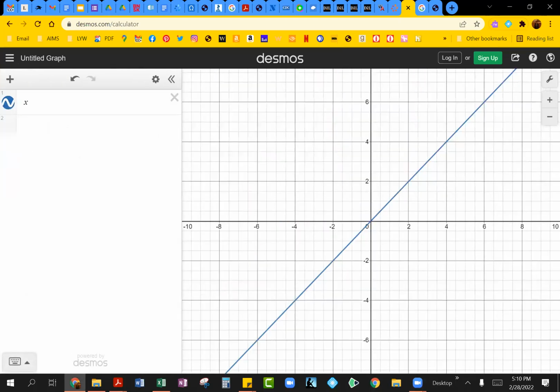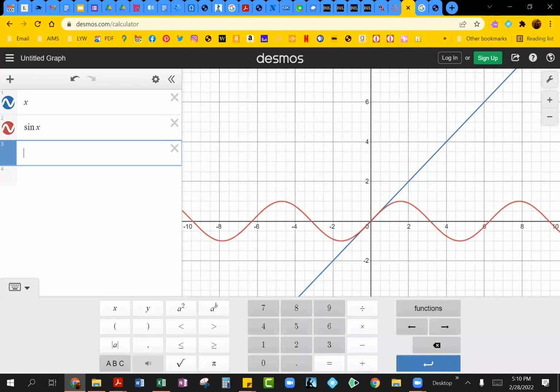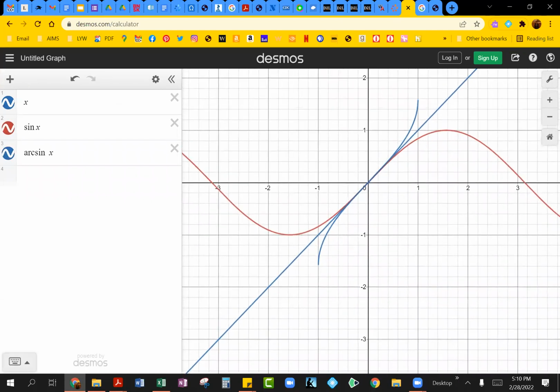Since I am unable to restrict that domain, we're just going to do the sine of x function, and then let's do the arc sine of x function. If you zoom in, you again want to remember to restrict your domain between negative pi halves and positive pi halves, which will be about 1.57. I'm kind of eyeballing this, but you're ignoring all of this graph here, and you're ignoring all of this here.